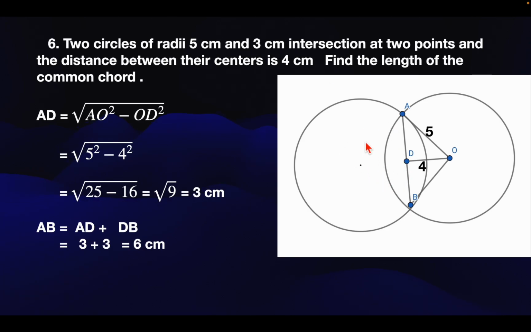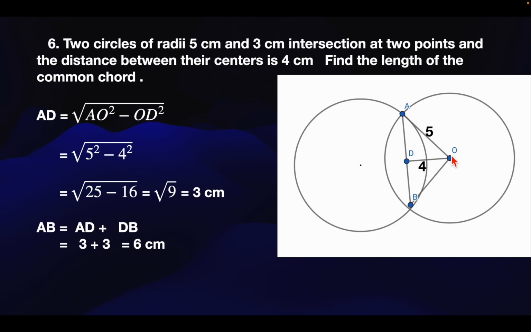But just to make this triangle look big, I have drawn a bigger circle. But in actuality, this will be very small. And the distance between the two centers is 4 centimeter. So this is actually the center of the smaller circle. Can you see how small the circle is? But I have drawn it big so that we can see the triangle easily.